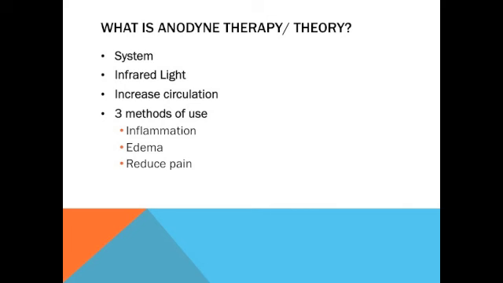Anodyne therapy is a type of infrared light therapy system. The purpose of this system is to increase circulation in the body. Specifically, the theory behind anodyne therapy is that the use of this technology will increase circulation to treated regions of the body, meaning the places where the therapy pads are placed.